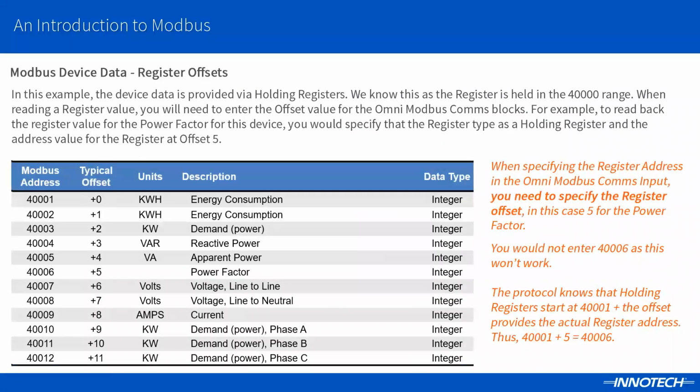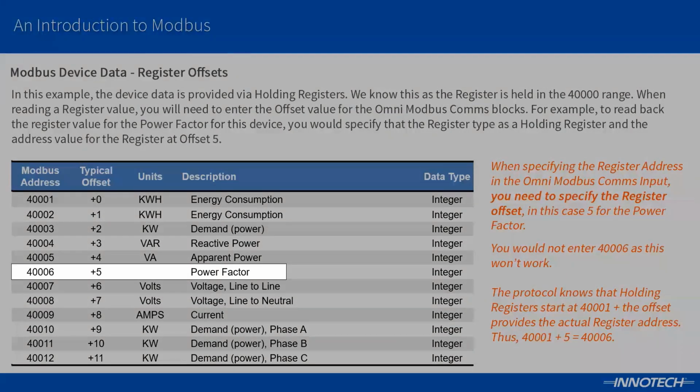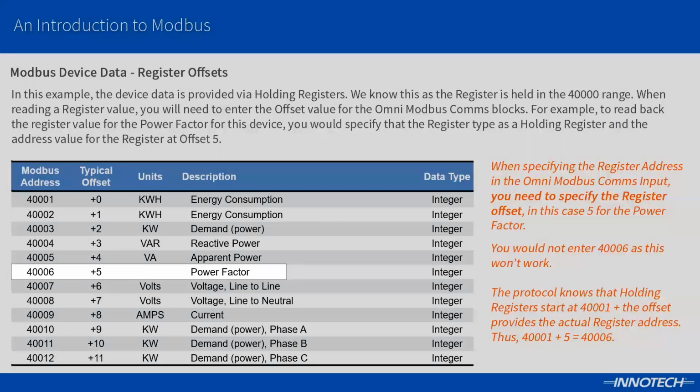An important item to note when setting up the Omni Modbus comms blocks is that the register address is specified as the offset. Looking at the table, we can see that the holding registers start at 40001. Notice that the offset is 0, as this is the first register, thus 40001 plus 0 equals 40001. If we look at the register for the power factor, it is register address 40006 with an offset of 5. How this works is 40001 plus the offset value of 5 produces the actual address of 40006. This then follows along down the list.